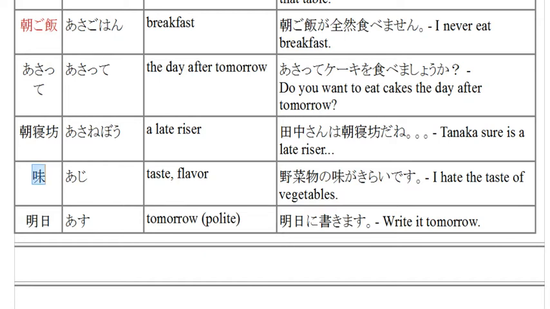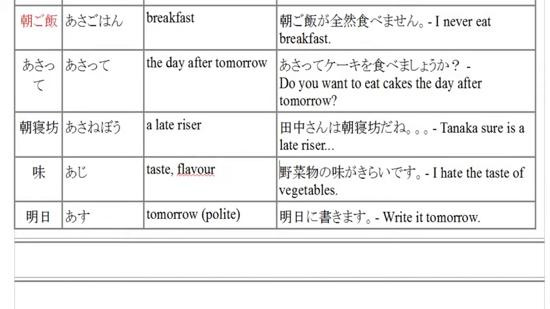Now, the next word. Aji. Aji. Taste or flavor. Go away, American spelling. This is English spelling. No, come on. Why is it saying it's wrong? Fine. Yasai no aji ga kirai desu. I hate the taste of vegetables. This video is going to be awful, isn't it? So, yasai, vegetables. Yasai no aji. Taste, no, of. The taste of vegetables. Ga. And kirai, to dislike. So, kirai desu. I don't like, I hate. So, I hate the taste of vegetables.